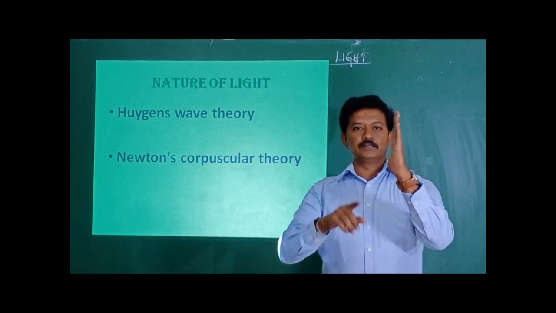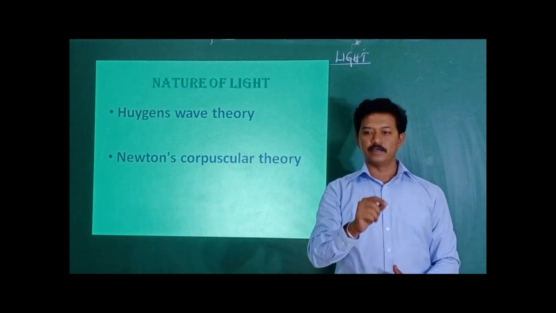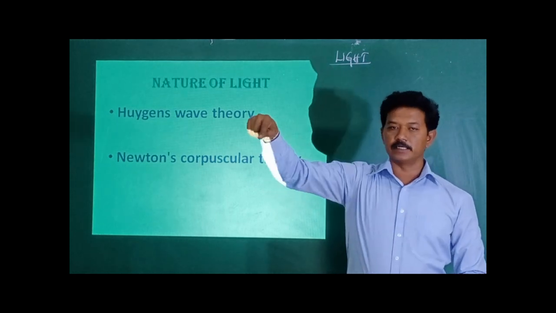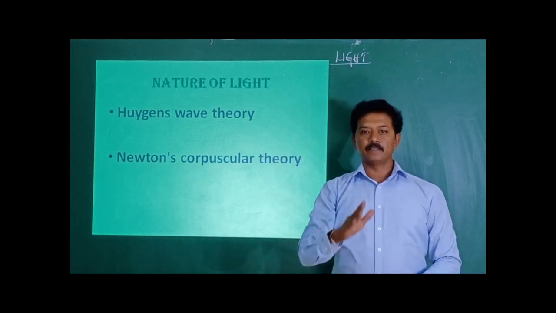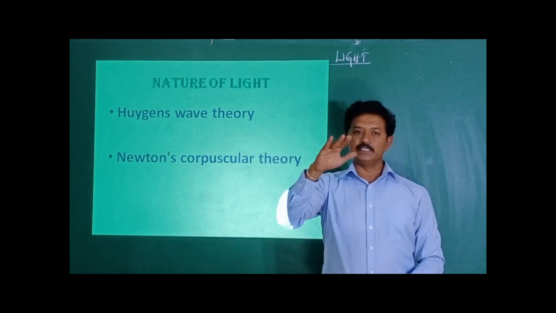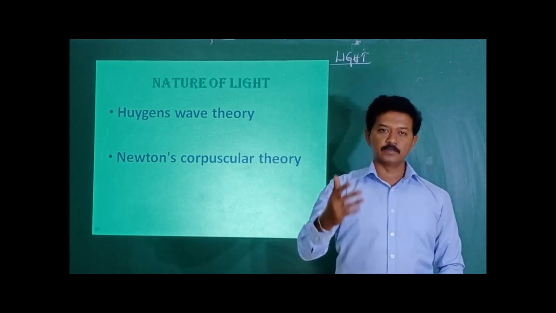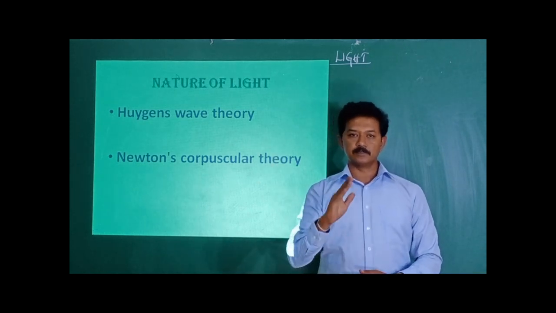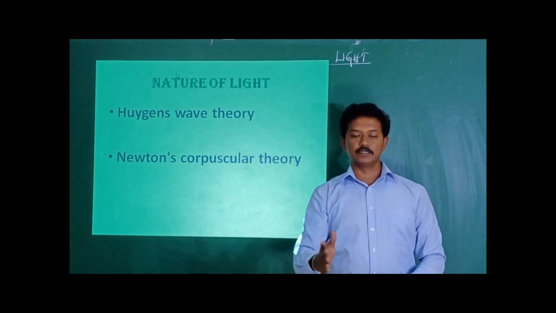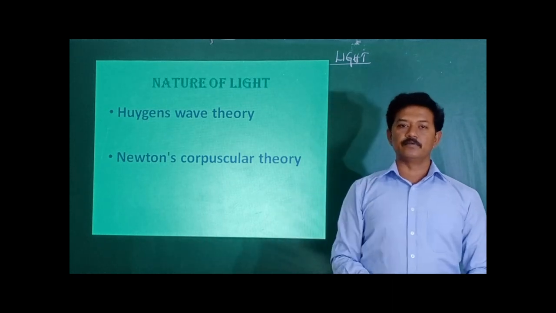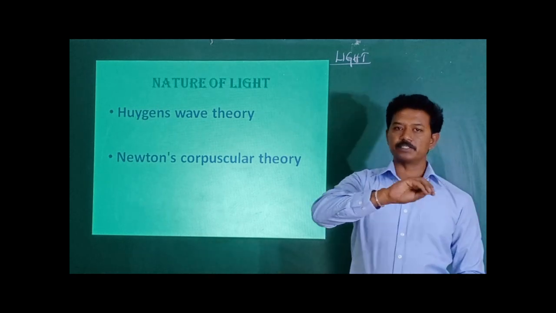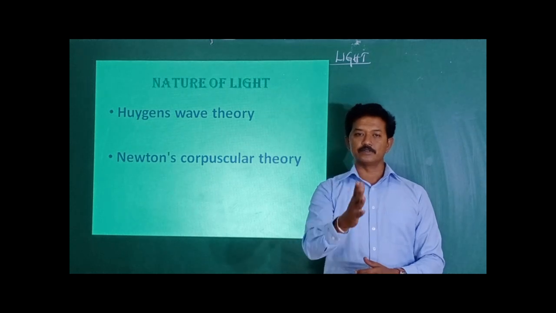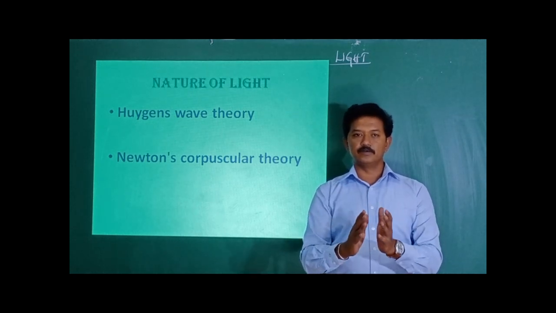Consider a very simple graph. In that graph you will have an electric field and a magnetic field oscillating exactly perpendicular to each other. Both fields oscillate perpendicular to each other and also perpendicular to the direction of propagation, at the speed of 3 × 10^8 meters per second. So light is made up of such electric and magnetic fields. Light is a transverse wave. These were the things given by Huygens.